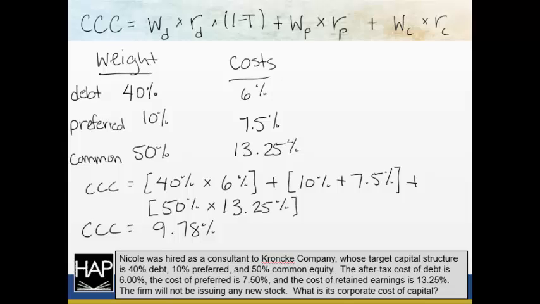You'll notice that when I was putting in the cost of the debt, I didn't multiply it by 1 minus the tax rate. This is because the information that I was provided with gave me the after-tax cost of debt of 6%. When I am given the after-tax cost of debt, there's no need to multiply by 1 minus the tax rate because the tax rate has already been taken into account. I'll now solve this problem using Excel.